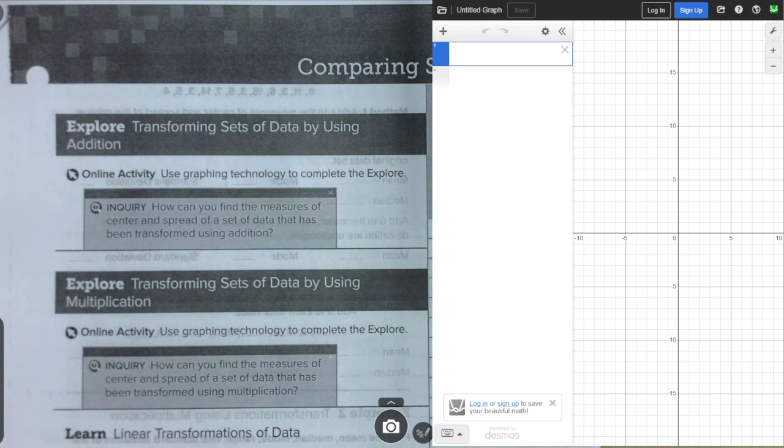All we have to do is add a slider. Now, before we get started, we're going to learn what a slider is. A slider is a variable you can adjust in the settings. So we've got our Desmos opened up here. First thing we're going to do is we need to install a slider.